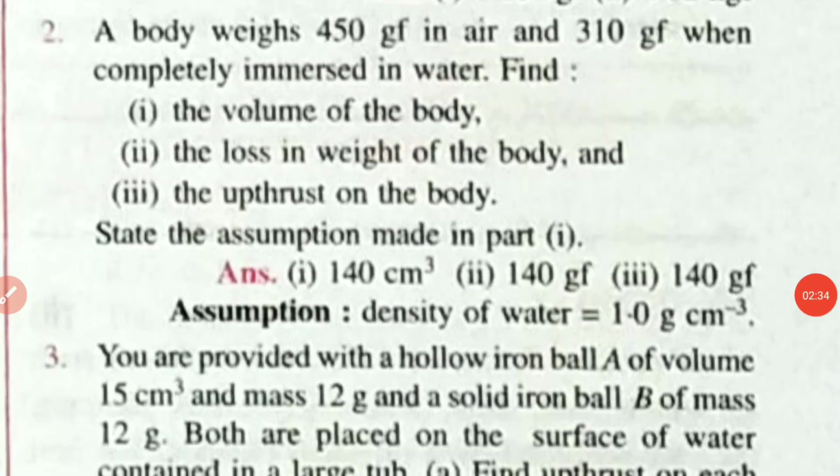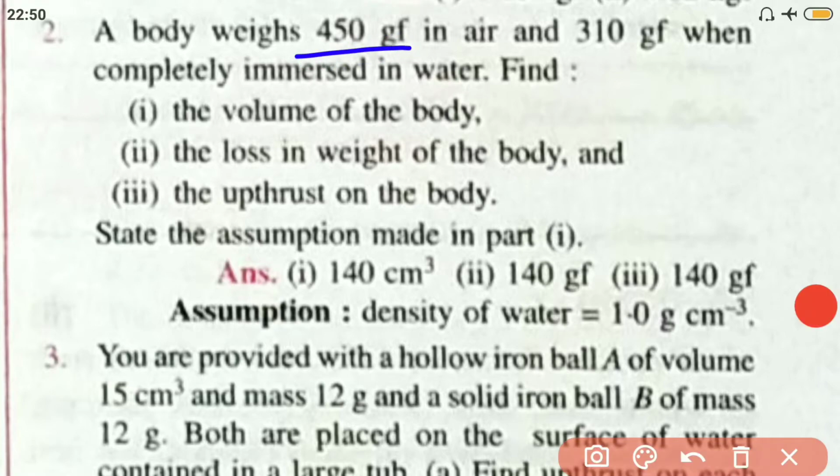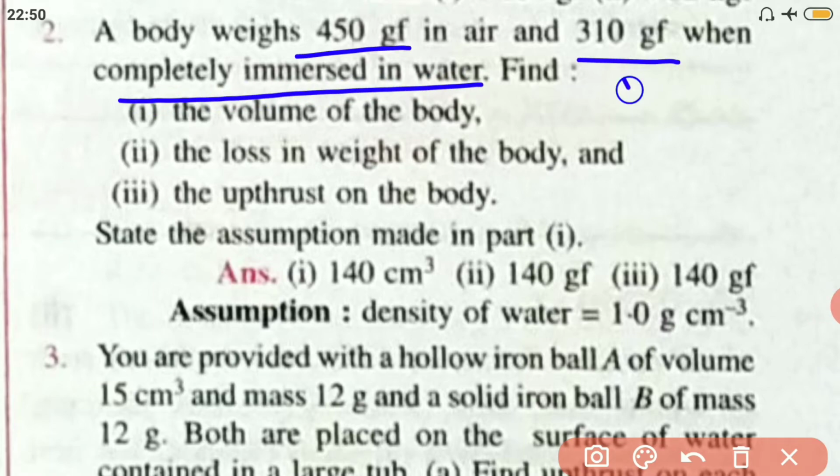Coming to question number 2: a body weighs 450 gram force in air. So weight in air is 450 gram force, and 310 gram force when completely immersed in water. That means this is my apparent weight. Now find the volume of the body, the loss in weight of the body, and the upthrust. This loss in weight and the upthrust should be the same. Let us do the solution.